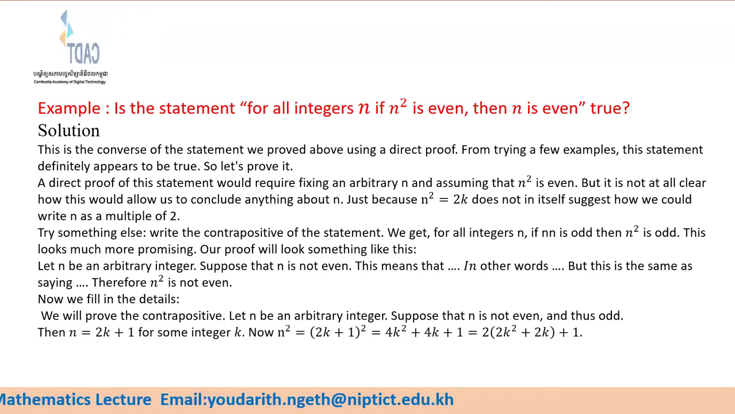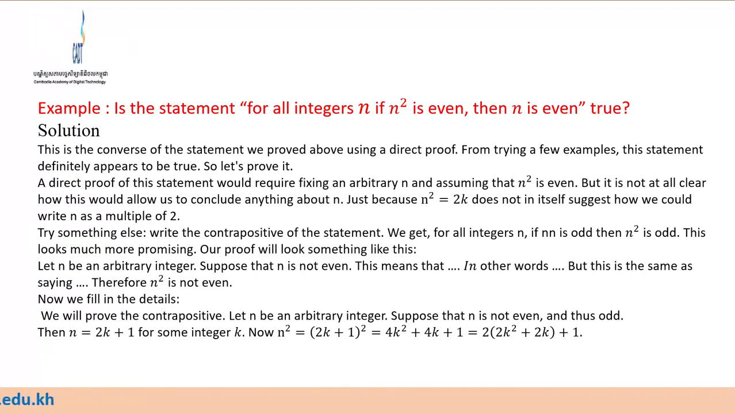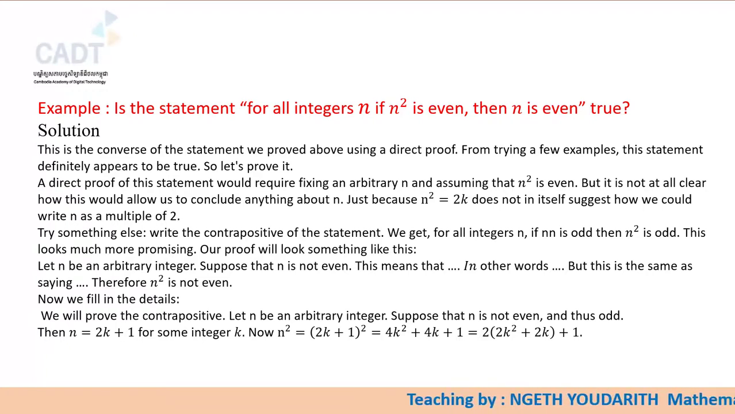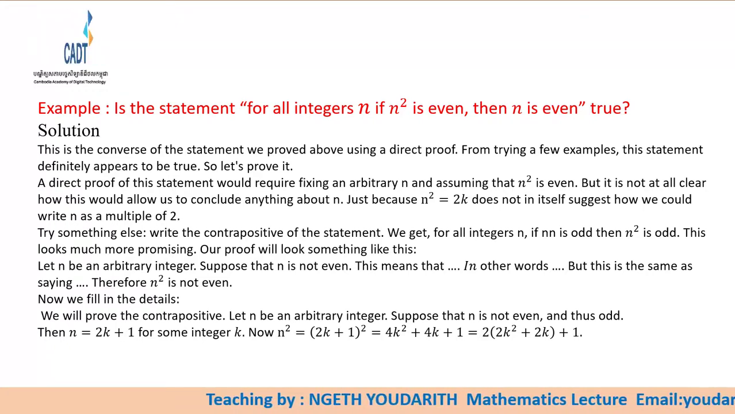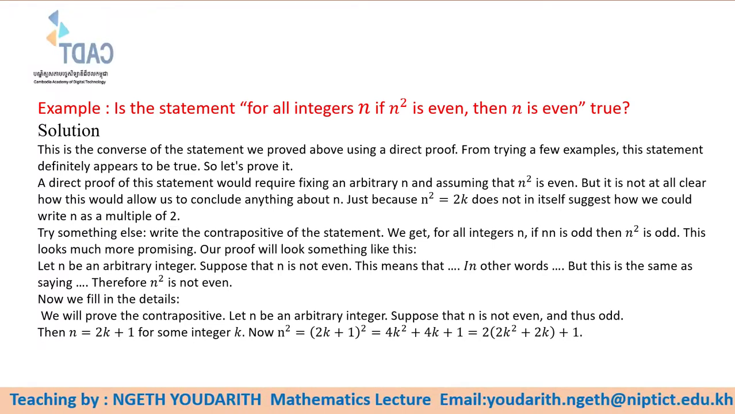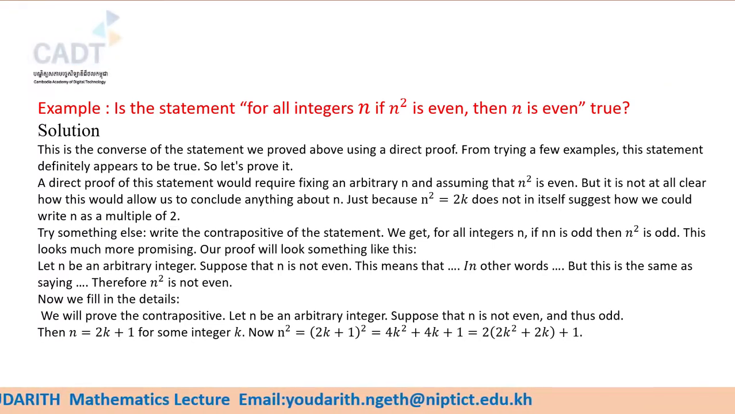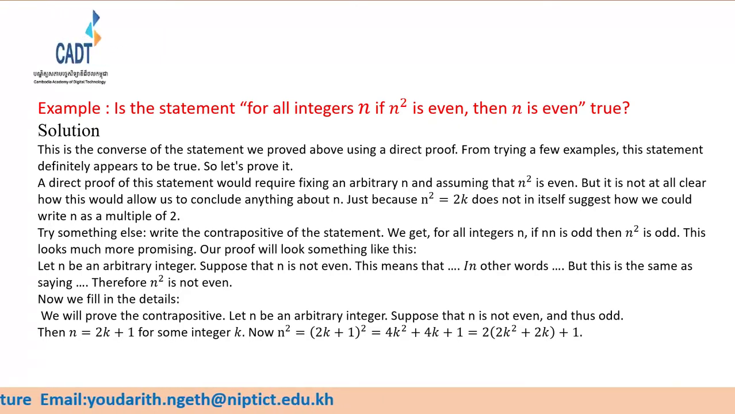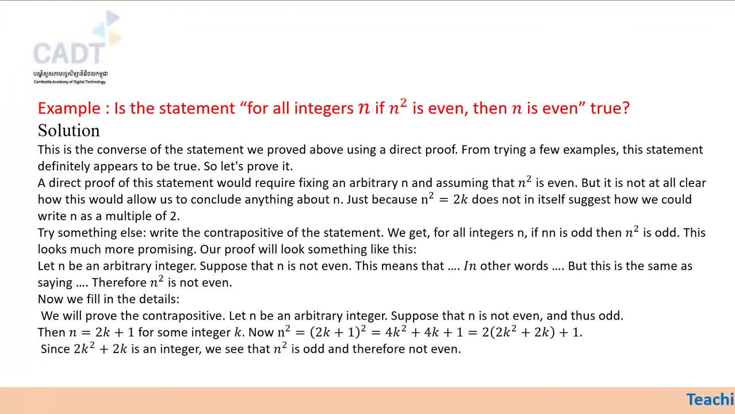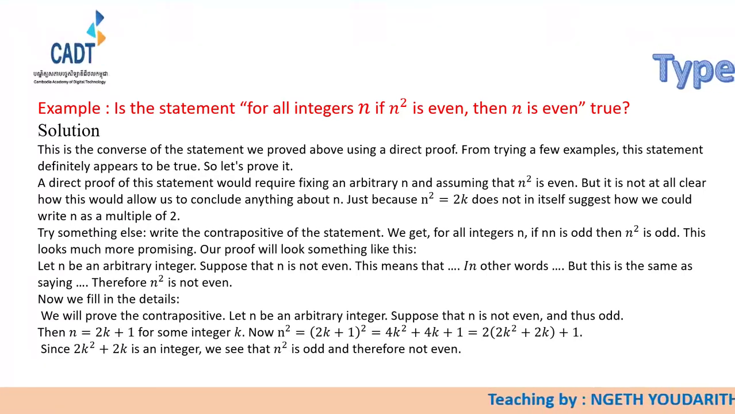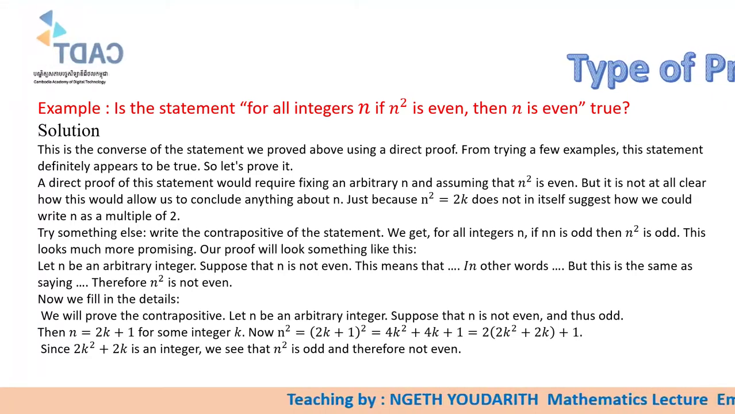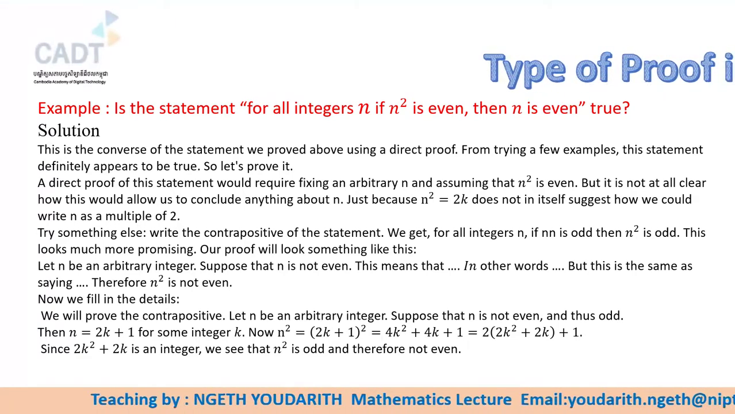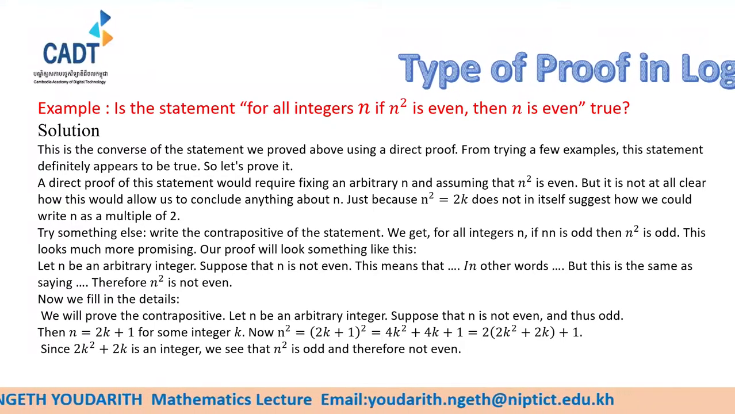And then let n = k + 1 for some integer k. Now n square is equal to (k + 1) power 2, which is equal to this one, like my explanation about something. And 2k square plus 2k is an integer, so we got n square is an odd number, and therefore not even.